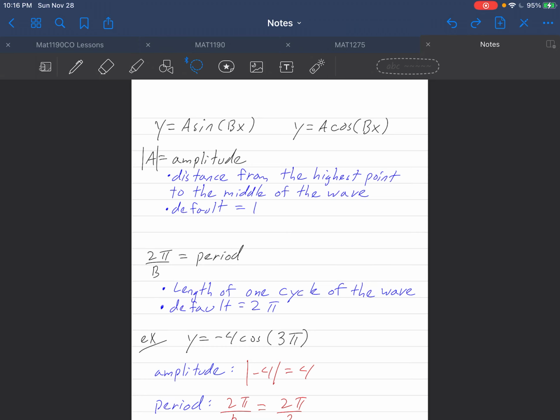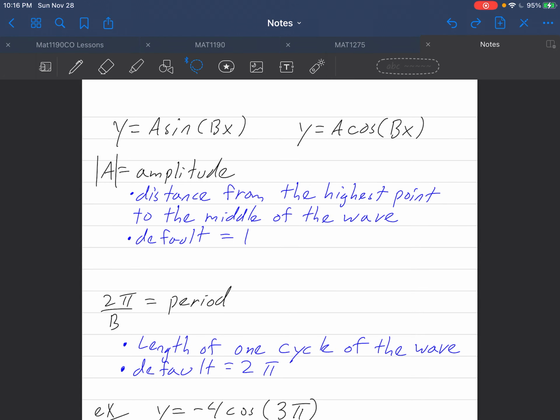Let's take a look at these definitions. The default values, the default functions: y equals a times the sine of bx and y equals a times the cosine of bx, right? So instead of seeing just y equals a sine of x, we're going to see some values here in front of the trig function and also a coefficient attached to x.